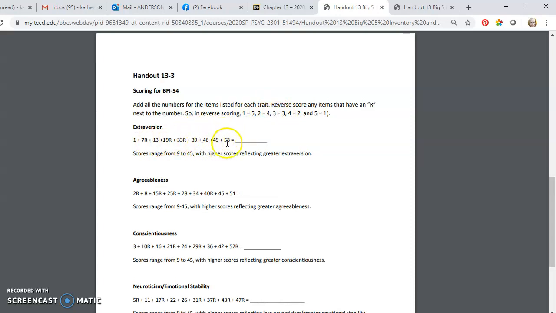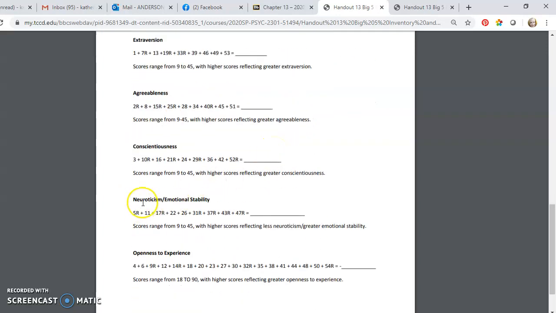So you go on and do that for all of your items, and then add that up, and the sum is your score for extroversion. For extroversion, a higher score means that you're more extroverted. A lower score means you're less extroverted, or in other words, more introverted. So you're going to do that for all of them. Just follow this little key for reverse scoring.